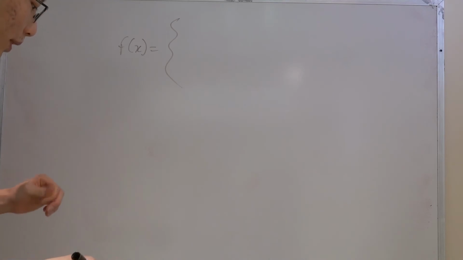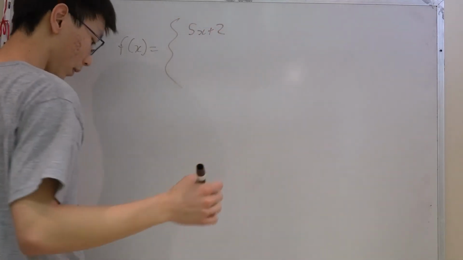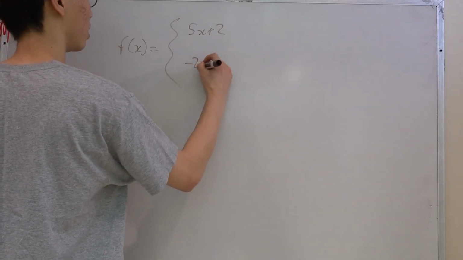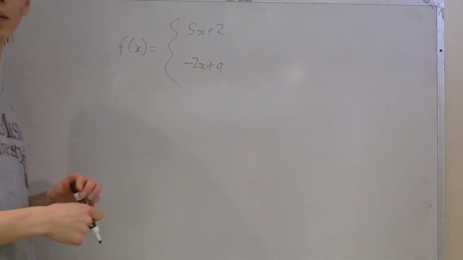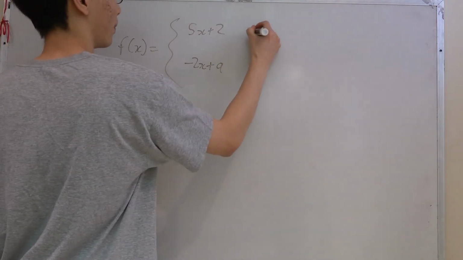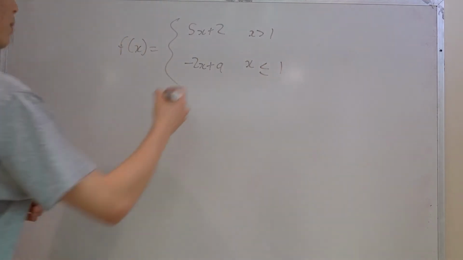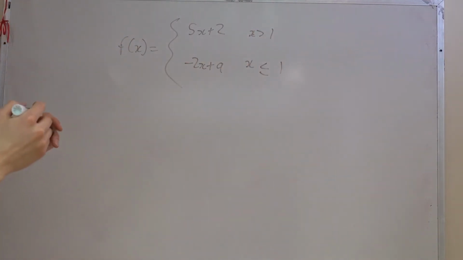Alright, so here's my first piecewise function. It's going to be 5x plus 2 and negative 2x plus 9. Oh, sorry, I should put x is greater than 1, x is less than negative 1. Okay, so how are we going to tackle this? This is kind of daunting.